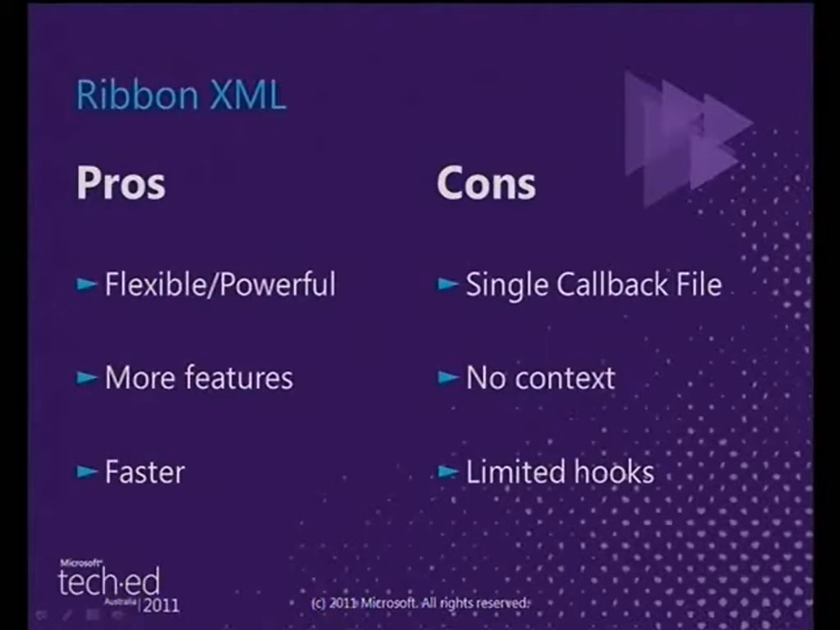Cons. Biggest con is this one. I hate this one. Single callback file. It drives me absolutely nuts. It just encourages bad code. The other really hurting thing on it is there's no context. You can't just go in a ribbon callback and grab the current context. You can't set an IsEnabled. You've got to invalidate the control. There's a huge amount more code just to make it do what you want. It's actually, overall, my preferred approach, but it does have some pretty big drawbacks.